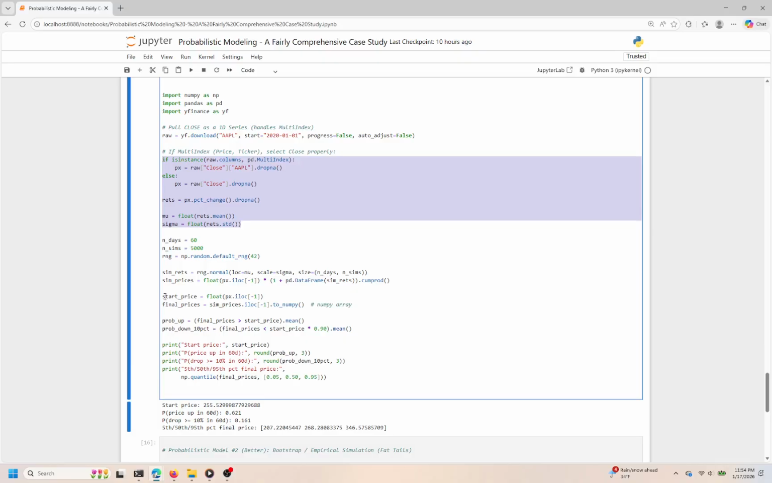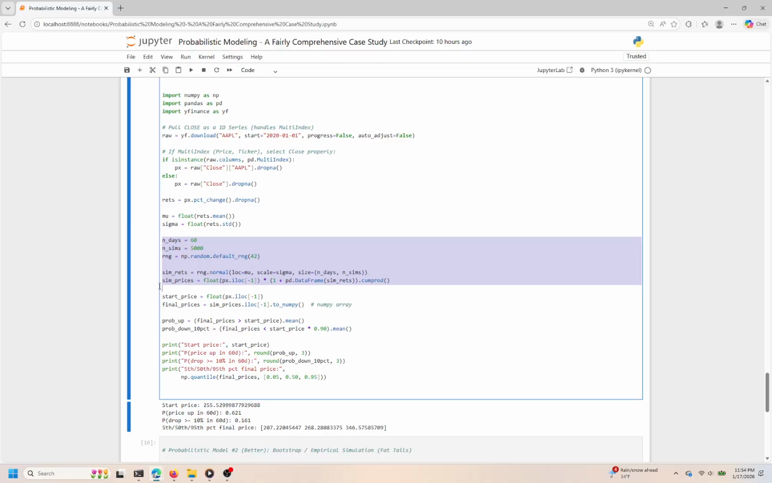With a reliable random number generator in place, we proceed to generate simulated returns based on our calculated mean and standard deviation. These simulated returns are crucial as they allow us to project the possible future price changes based on past behavior. We begin our simulation with the most recent closing price, and through cumulative product calculations, we generate a series of potential final prices.